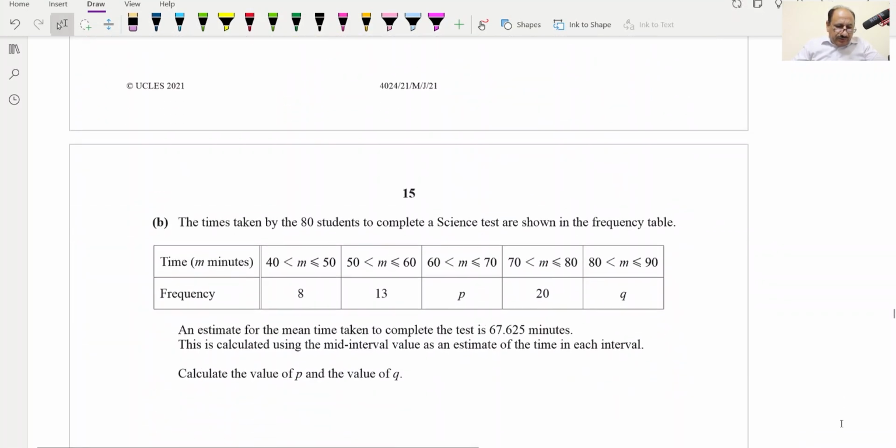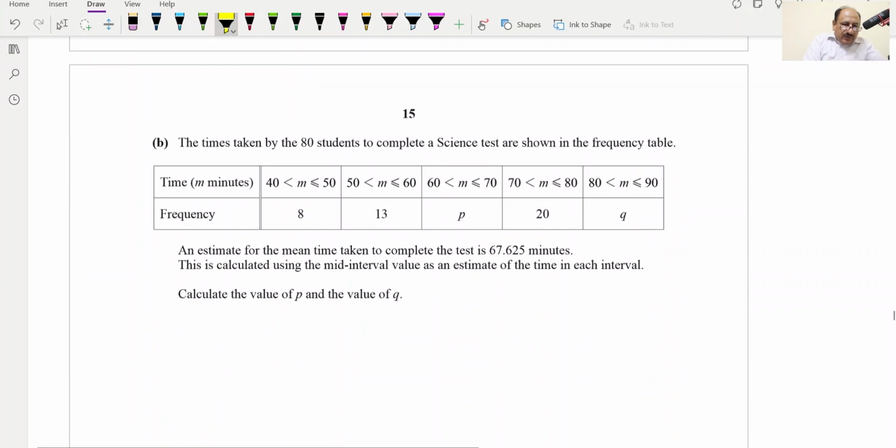Now the next B part. B part says the times taken by 80 students to complete a science test are shown in the frequency table. These are frequencies and this is time ranges. An estimate for the mean time taken to complete the test is 67.625 minutes. This is calculated using the mid-interval value as an estimate of the time in each interval. Calculate the value of P and Q. This is P, this is Q. So these two values we need to find. How will we find these values?